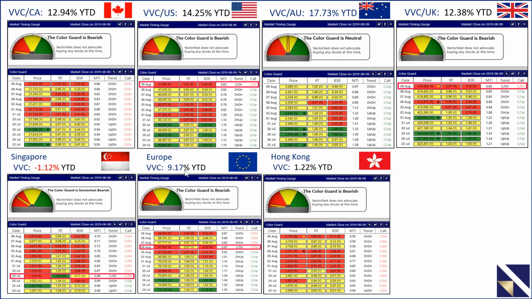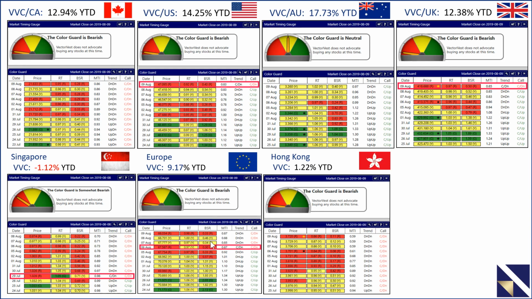And then Europe is up 9.17%, so definitely flat from our May meeting, slower than before. Three red lights now across the top again. We got a confirmed down call on August 6th. So definitely the caution light is on, suggesting not to buy stocks right at this time.